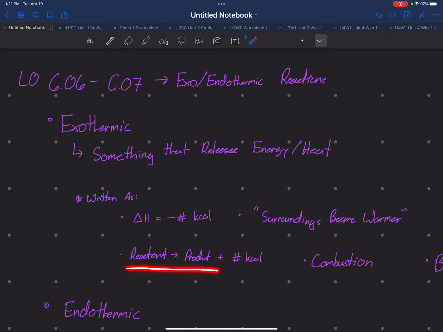They can also be written in a reaction equation where you have the reactants, arrow, products, and then a number with the unit kcal, kilocalories, right? So it just represents heat or energy. So if your energy is on the product side, it's exothermic.